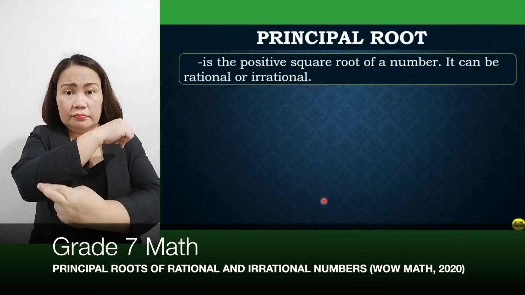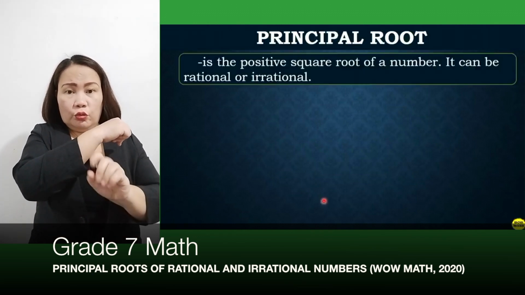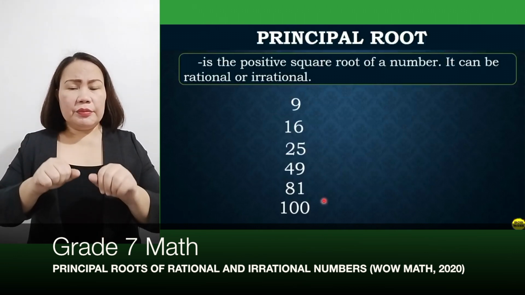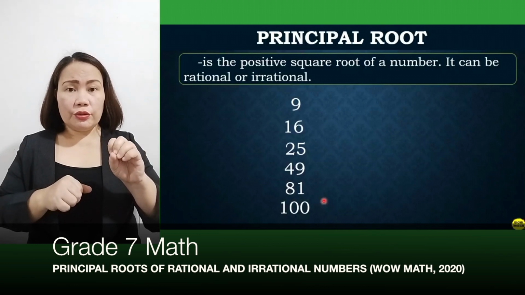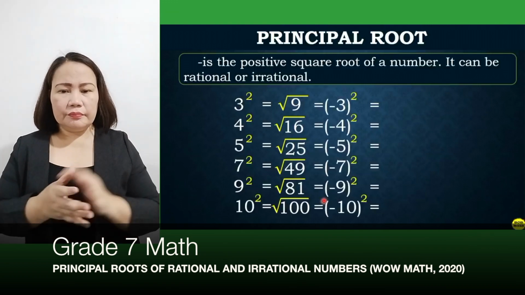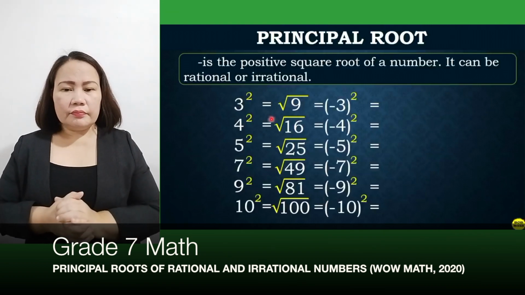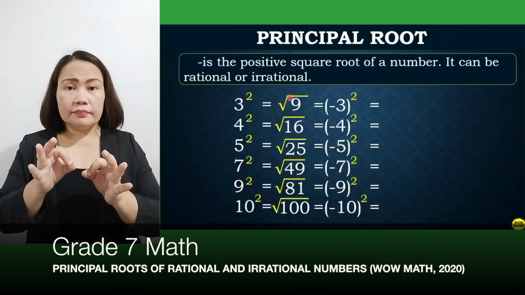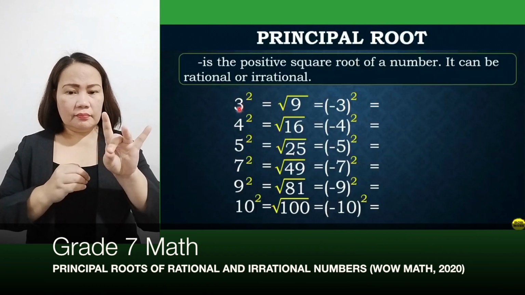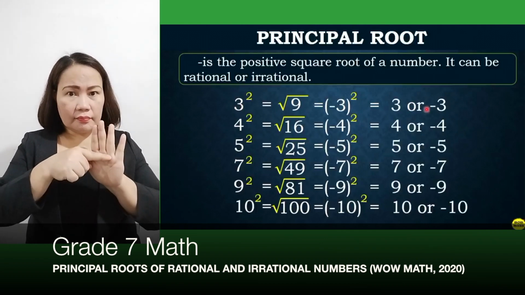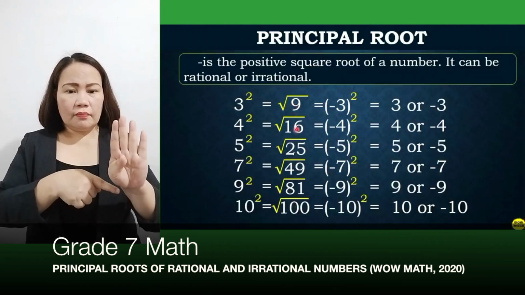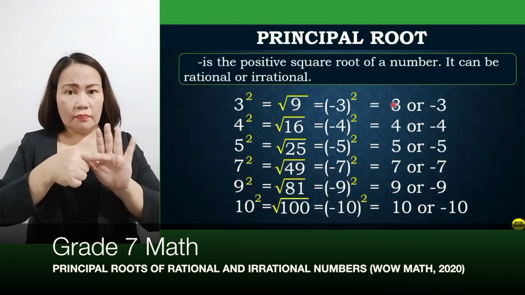So, what do we mean by principal root? This is the positive square root of a number. It can be rational or irrational. So, kanina nga, itong mga perfect square numbers na to, pag kinuha natin ang square root niya, di ba, we can have 3 squared or negative 3 squared, di ba? Kapag in-expand natin ito. So, kapag kinuha natin ang square root ng mga number na to, ang lalabas nga ay pwedeng positive 3 or negative 3. Ulitin ko, when we are getting the square root of these numbers, we can have positive 3 or negative 3.